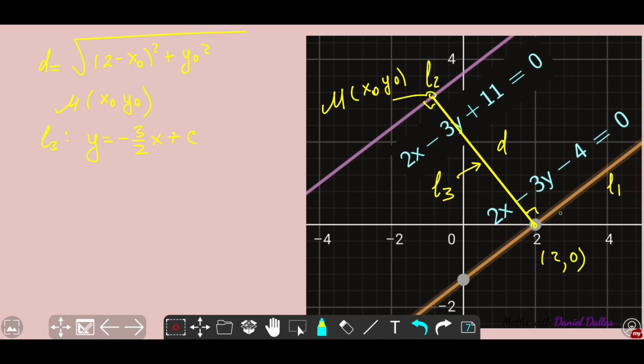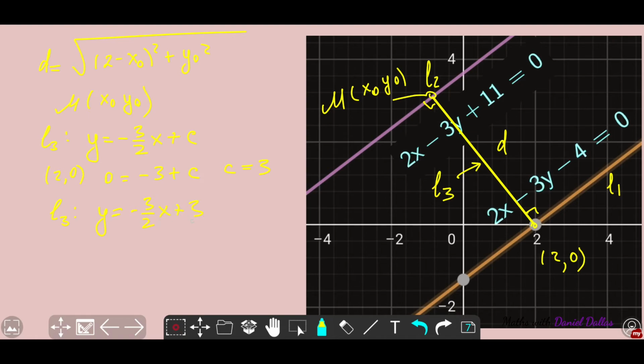And from here, we just need to plug the coordinates (2, 0) in order to find c. Our line L3 will pass through this point, and that means we'll get -3 plus c equals 0, which means c is 3. Now we have the general equation for our line L3, and it's -3 over 2 x plus 3.